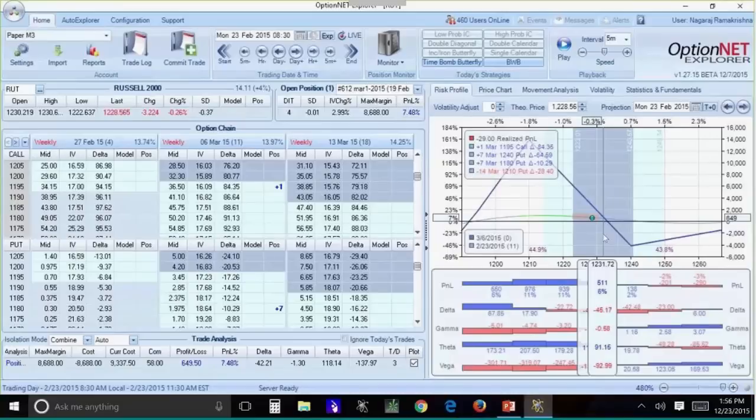And in my notes, I also put what kind of adjustments to do, for example, close 6 of the 1210 butterflies and open 5 of the 1230 butterflies. I put it in the notes, and when the alert gets to my phone, I can place a trade on my phone.